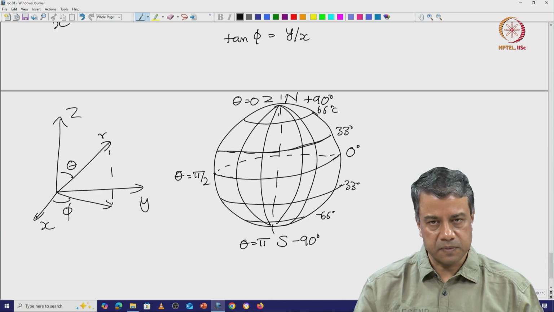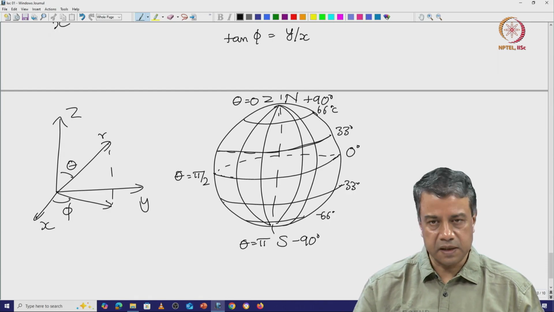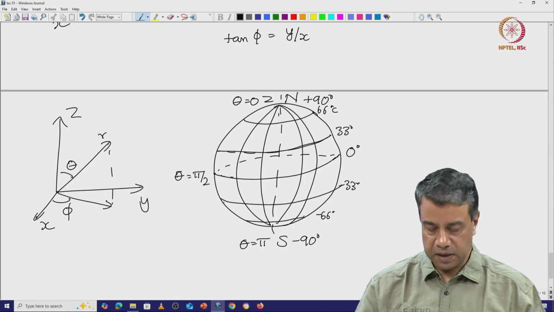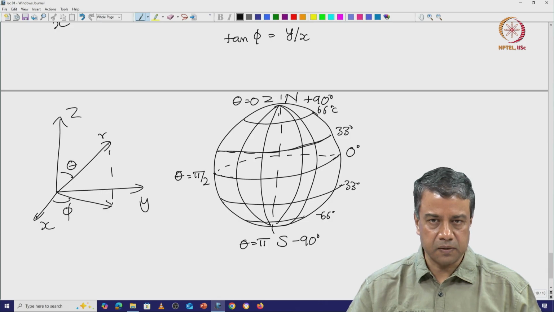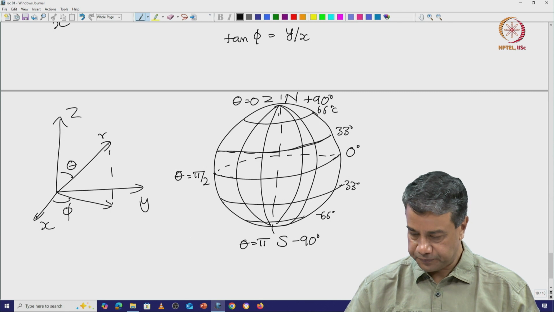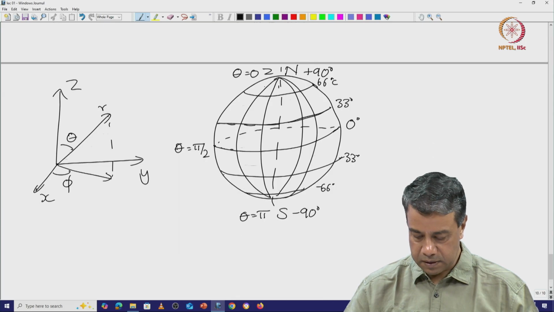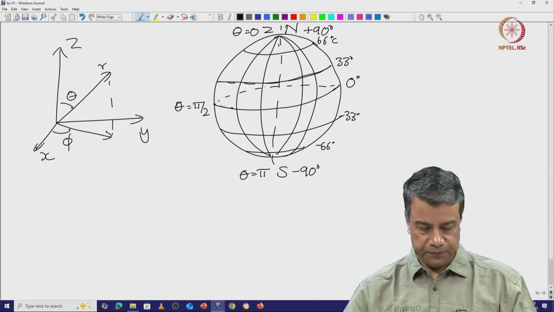Theta equal to 0 corresponds to plus 90 degrees, theta equal to pi corresponds to minus 90 degrees. So, minus 90 degrees is minus pi by 2. So, when theta is equal to pi, the latitude is minus pi by 2, when theta is equal to 0, the latitude is plus pi by 2, and theta equal to pi by 2 is the equator. So, that is the equivalence between the spherical coordinate system that we will use and the latitude and longitude on the Earth's surface.